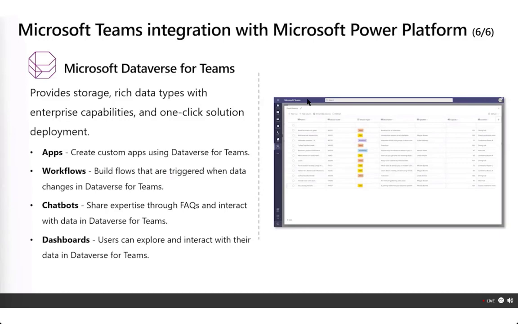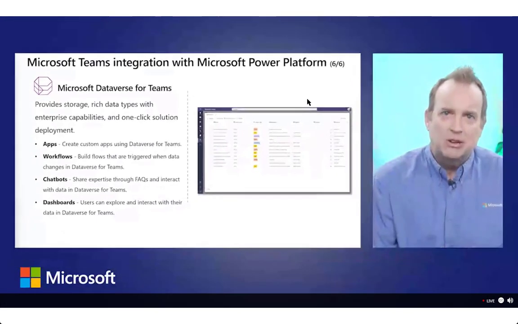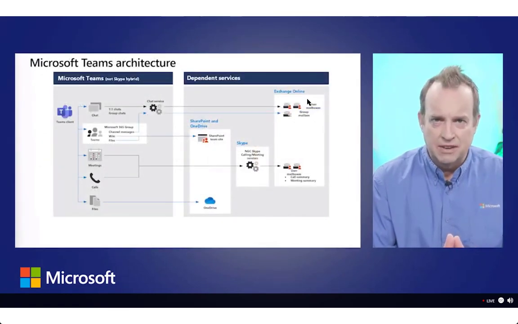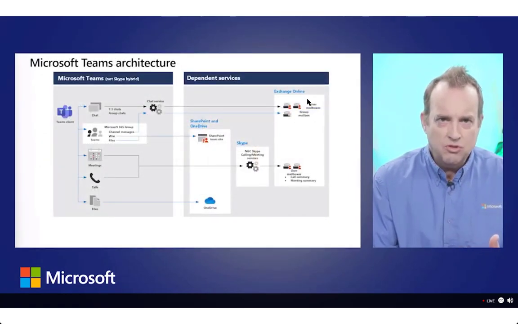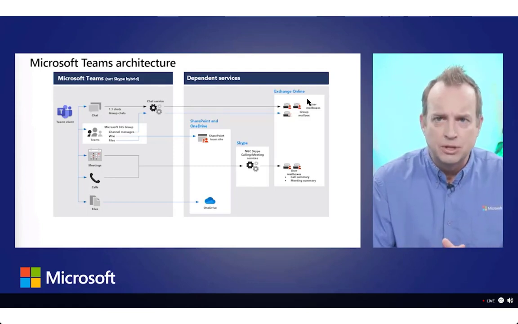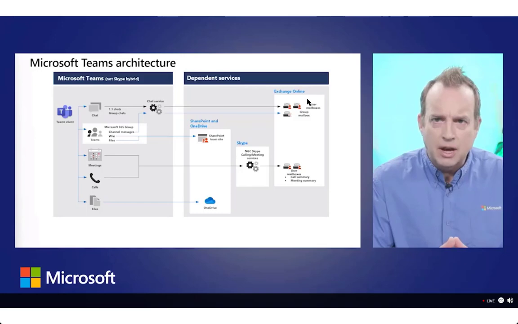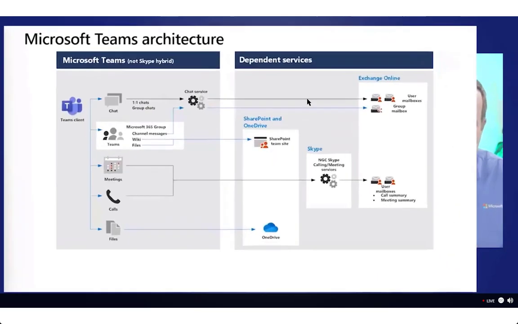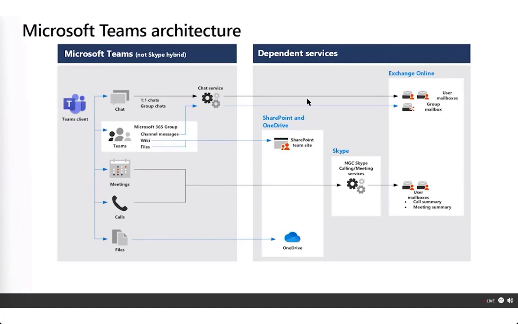Notice how in the Microsoft Teams architecture, other Microsoft services are leveraged, like SharePoint and OneDrive for storage of wikis and files. We've got Exchange Online for user and group mailboxes, also voicemail if that's enabled. Also in the user mailboxes, we have call and meeting summaries. Meetings and calls go through the Skype calling and meeting services.